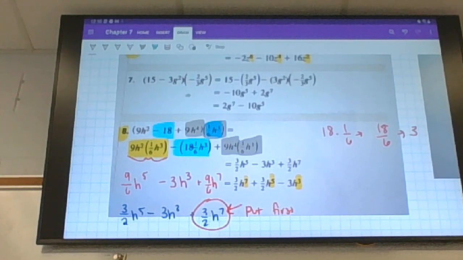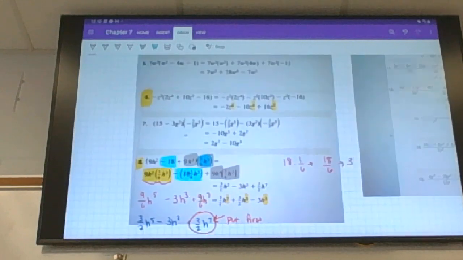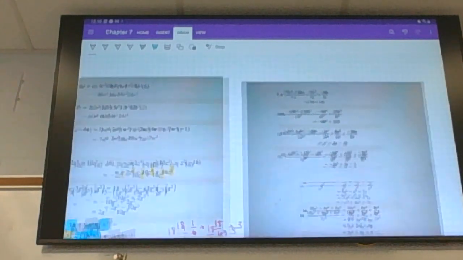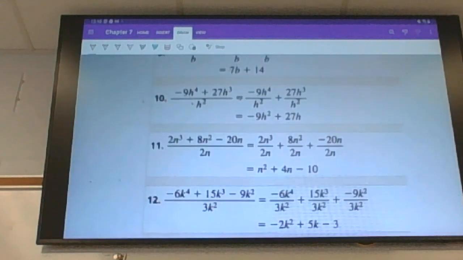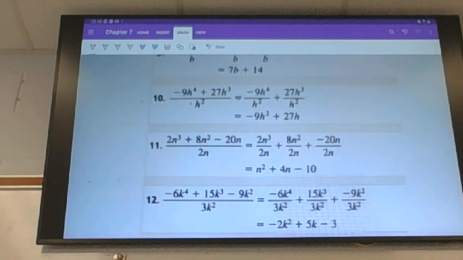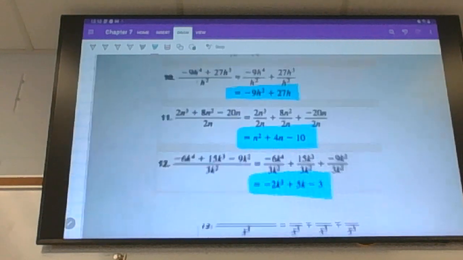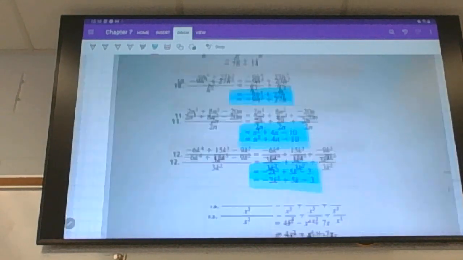And then the 5th, and then the 3rd. Yeah, I get it. All right, very good. All right, now 10 and 12 are here. And so this is the final answer for 10, and this is the final answer for 12. And then if you didn't see 11 yesterday, there it is.